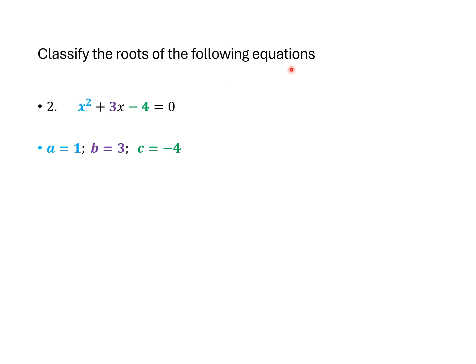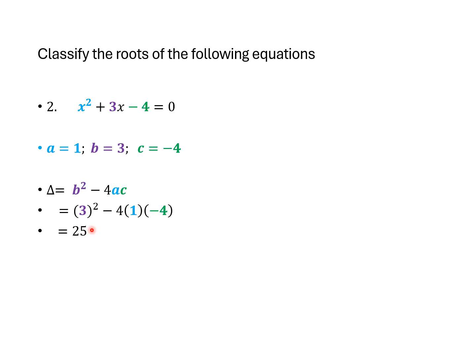Second problem, classify the roots. We have x squared plus 3x minus 4 equals 0. A again is 1, b is 3 and c now is negative 4. Very important that we take the sign with the value. So if we substitute in the discriminant, b squared minus 4ac, b is 3, so 3 squared minus 4 times 1 times negative 4. That gives me 9 plus positive 16, and 16 plus 9 gives me 25. 25 is a perfect square.